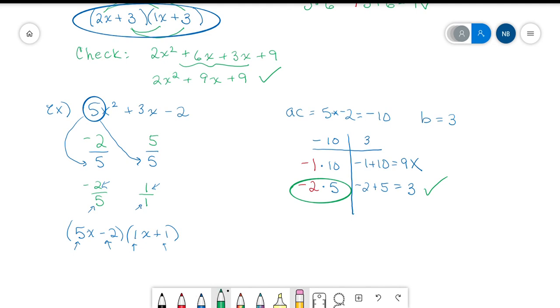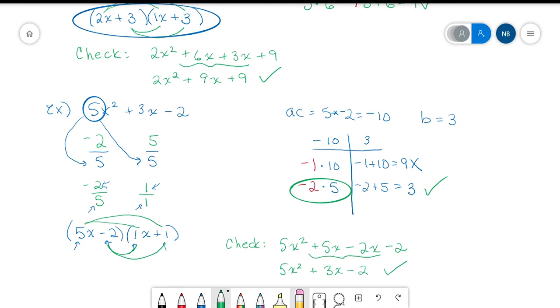Now we're going to check our answer. 5x times 1x is 5x squared. 5x times 1 is +5x. -2 times 1x is -2x, and -2 times 1 is -2. Combine like terms, and you get 5x squared plus 3x minus 2, which is exactly where we started. Please remember, the answer is the factored form of the quadratic.